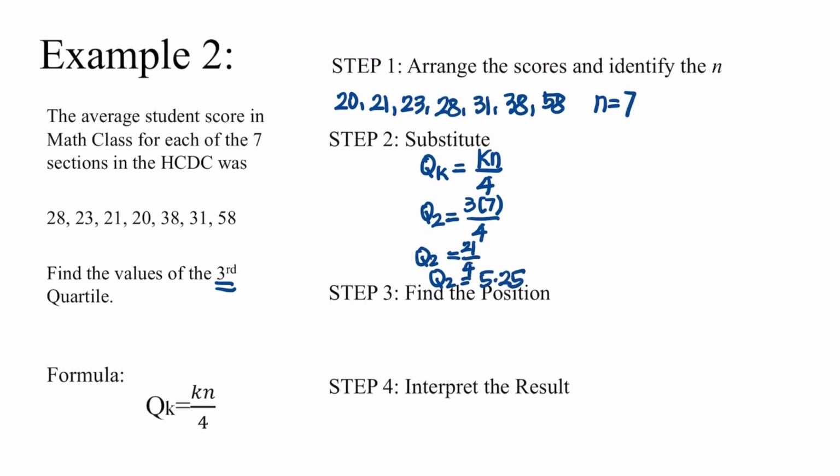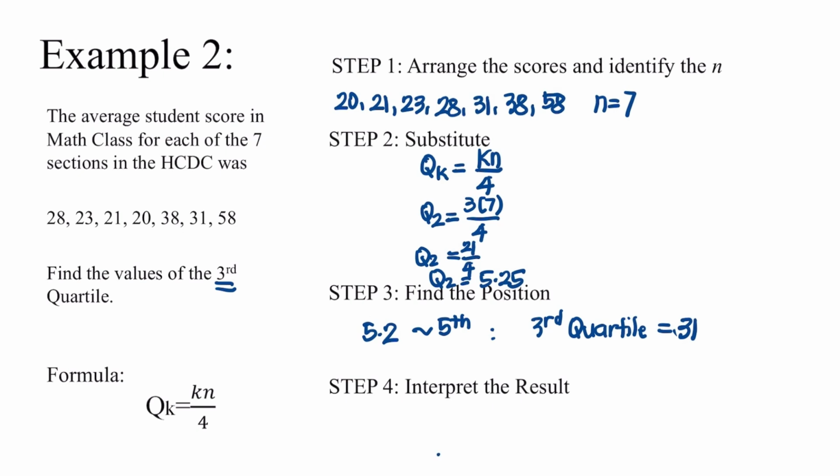5.25. Same thing, class. We have to round it off to the nearest whole number. Therefore, we're looking for the fifth position. In that case, we are just going to count it. 1, 2, 3, 4, 5. Since this is the fifth position, the third quartile is in the fifth position. Therefore, the third quartile is 31.